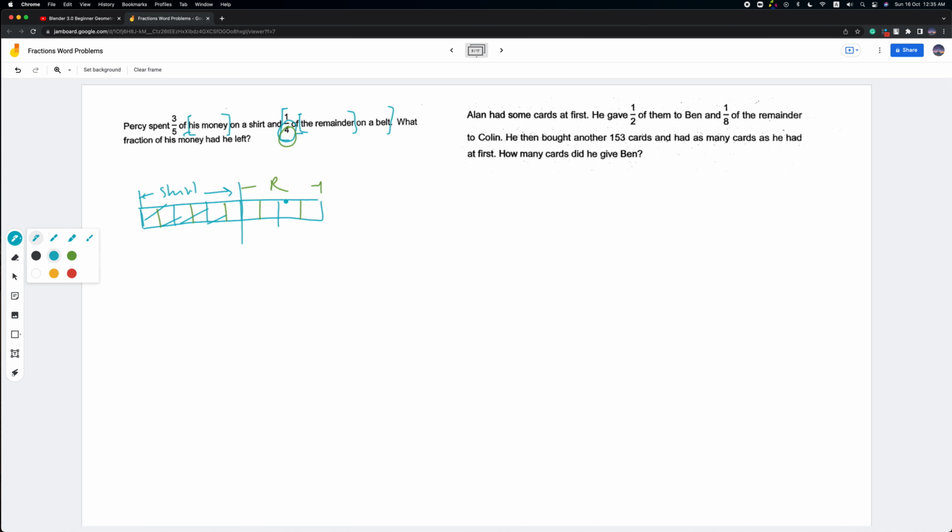Now we have remainder of 4 units, and the denominator is also 4, and 1 unit here is on the belt. Okay, what fraction of his money does he have left? Very simple. Fraction, we have a numerator, and the focus is on what he has left, which is 3 units, over the total 1, 2, 3, 4, 5, 6, 7, 8, 9, 10. Okay, 3 over 10. So this is our answer.